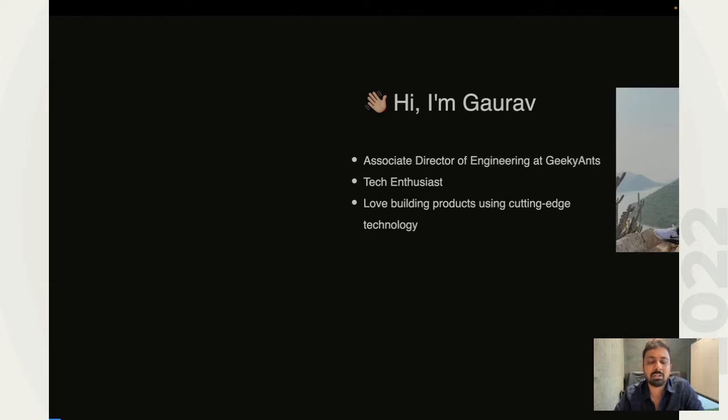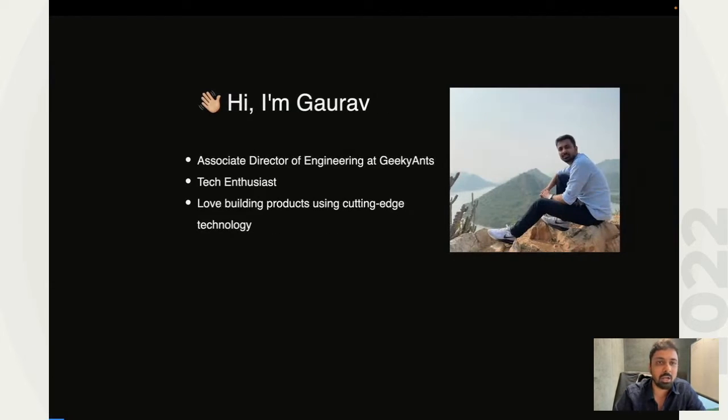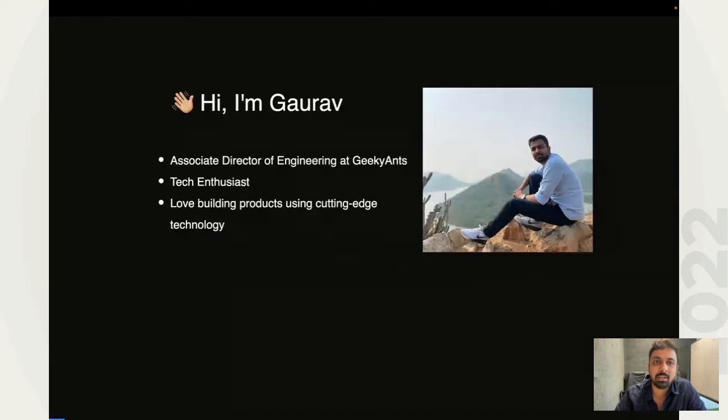A bit of introduction about myself. I'm Gaurav Porwal. I'm an associate director of engineering at GeekyAnts. I'm a tech enthusiast and love building products using cutting edge technologies. Over the weekend, you can find me roaming around with my laptop and googling something and learning new things. Even my wife calls my laptop my second wife.